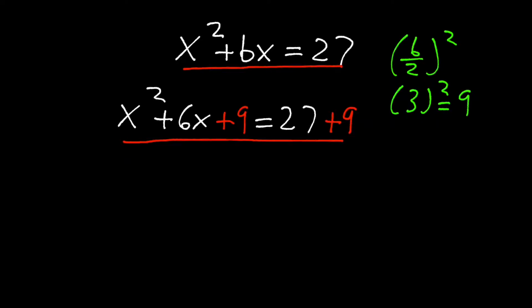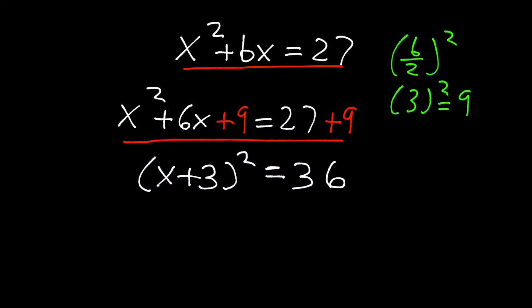Alright, I can condense down our perfect square trinomial over here like we've done several times so far. This is x plus 3 squared equals 36. Sorry, my pen for some reason is not writing.